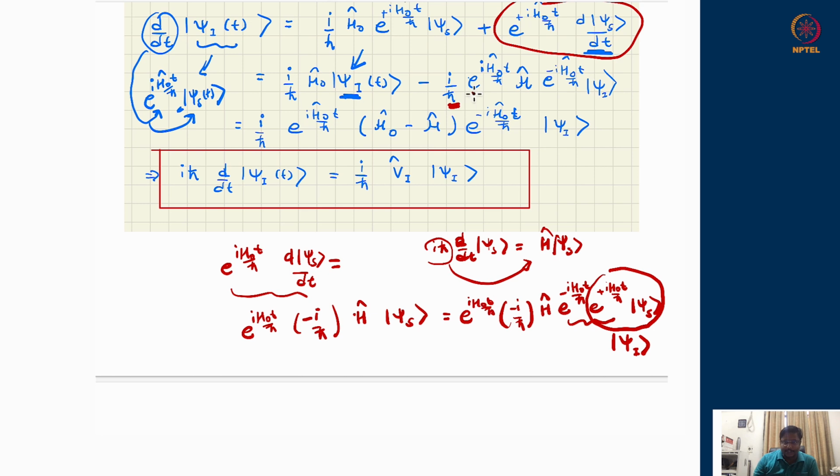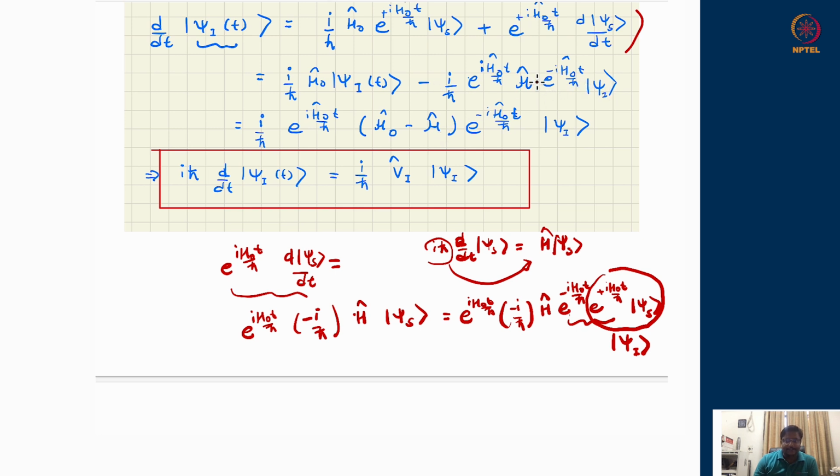Then e to the power i h naught t upon h bar. Then there will be an h, and then there will be e to the power minus i h naught t upon h bar, which is here, and then the psi interaction, which is this. So you see, ultimately, after the time derivative, I do end up getting these two terms: i h bar upon h naught acting on psi interaction, and then the full Hamiltonian h, squeezed between the free unitaries u and u dagger, and psi interaction back.